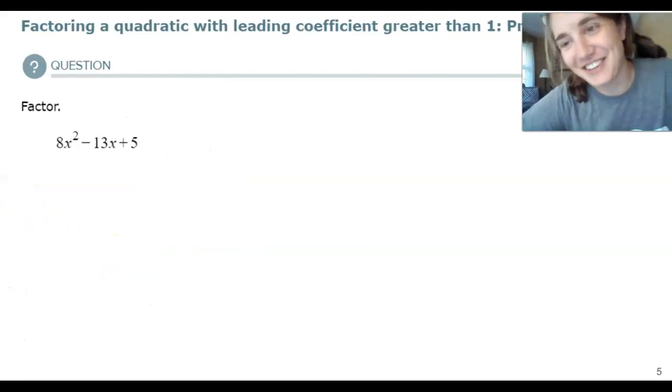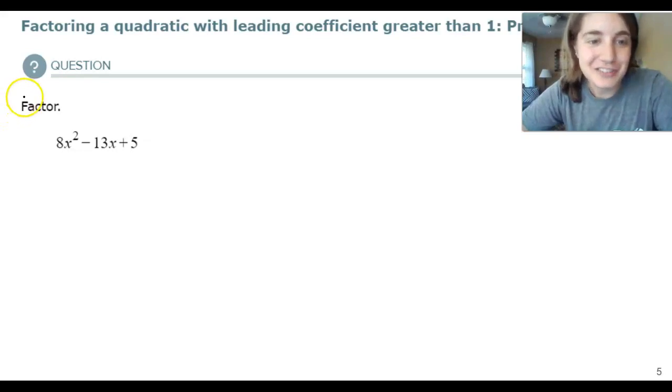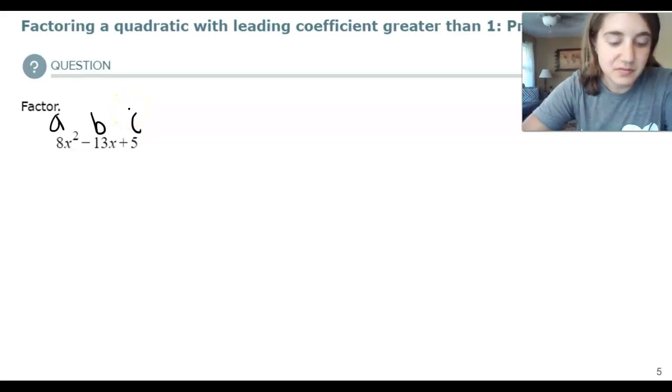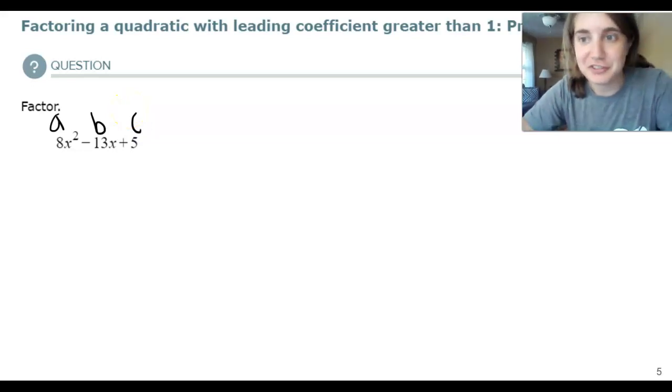Okay, you guys are going to go ahead and try this one on your own. So here's your A, B, and C. Let's go ahead and try this one on your own. Pause your screen and try it on your own. So here's my A times C is 40.